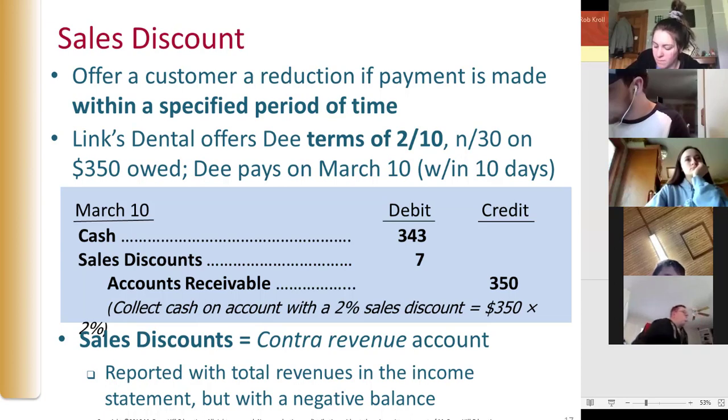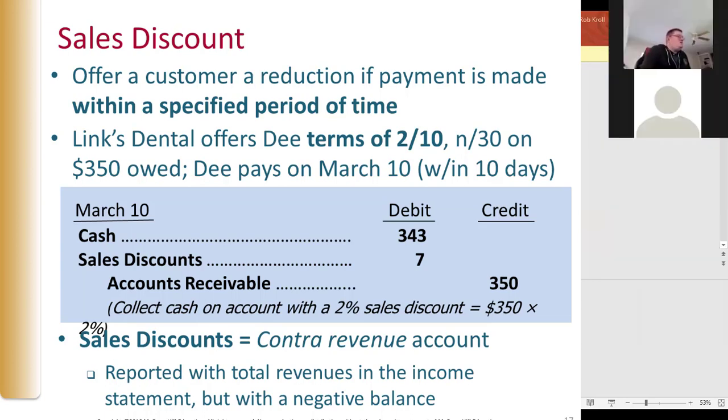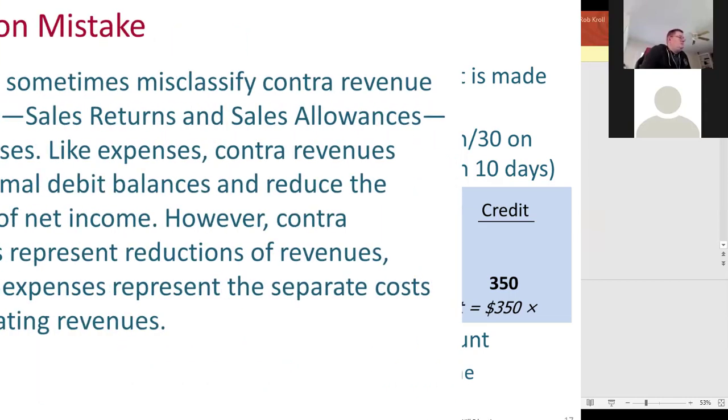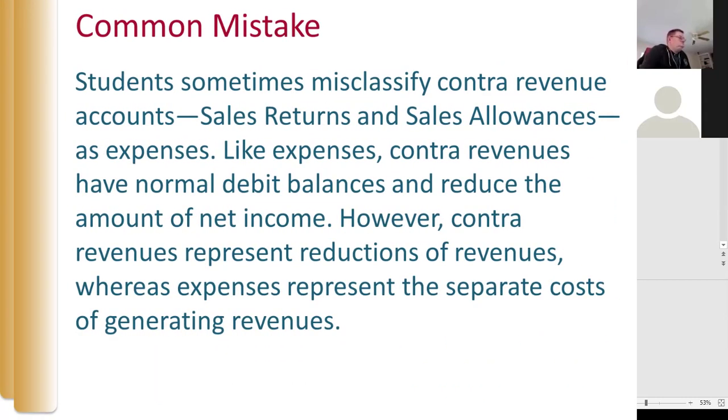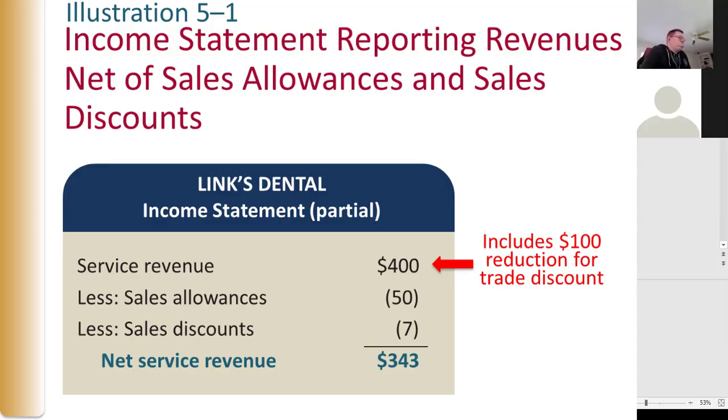Then secondly, the N30 means it's really no discount and you have to pay within 30 days. So that was kind of a review. The only other thing I want to say is the net revenue amount. It is on your homework a couple of times. It's always the revenue listed first minus any contra revenues.